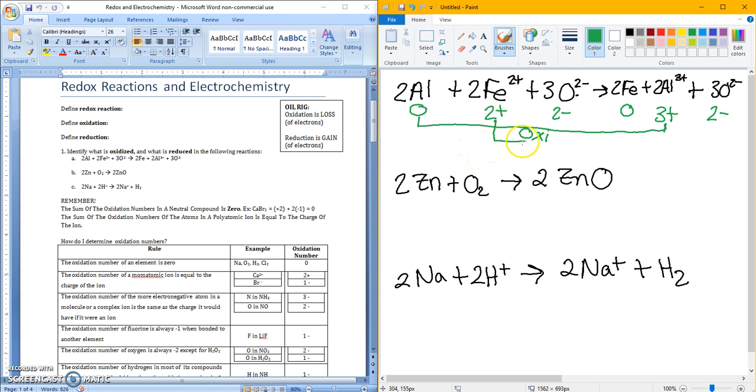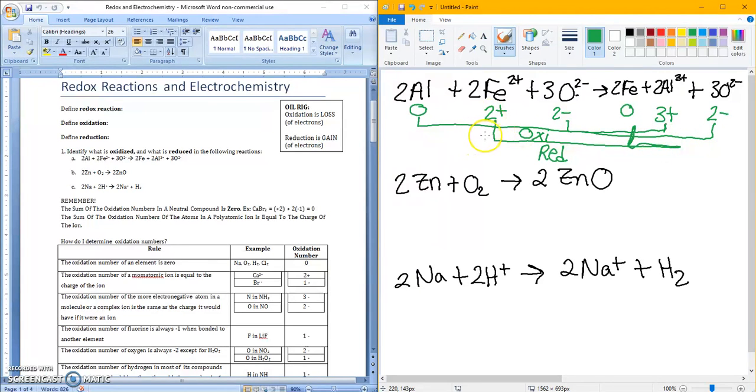Whereas if I look at iron, iron goes from 2+ to a 0 charge. So in order to get closer to 0, it would have had to gain negative charge, or gain electrons. And if it gained electrons, that means that it was being reduced. Oxygen, however, stayed the same. Nothing changed, so it's neither oxidation nor reduction.